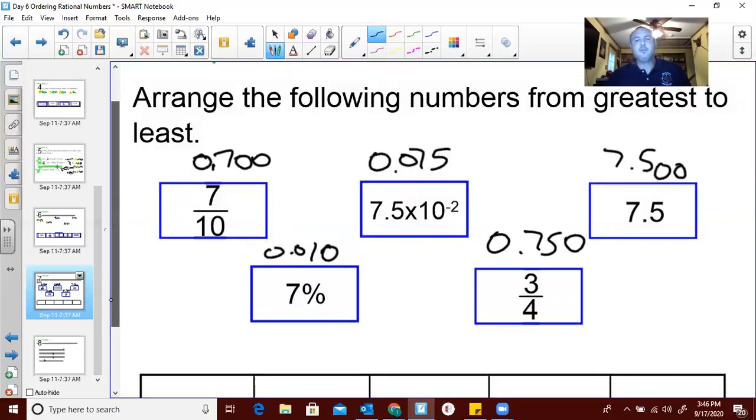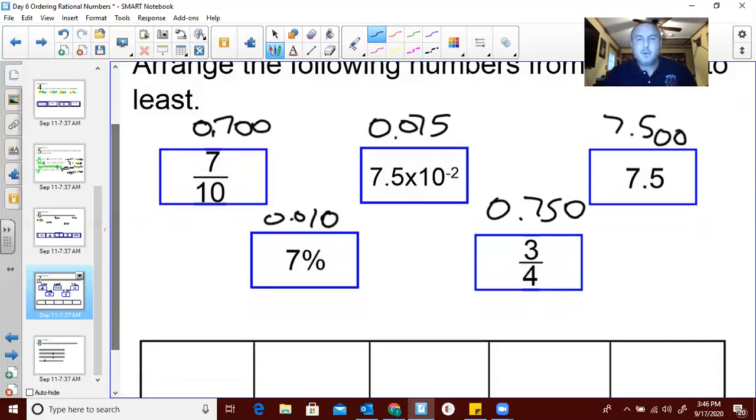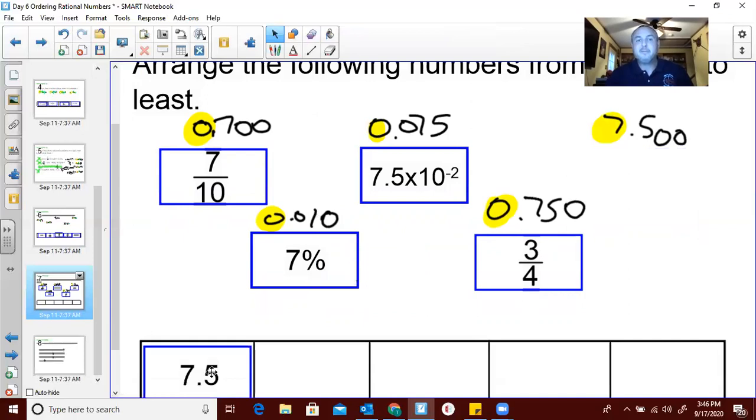So again, we're going from greatest to least. So I will start off with my highlighter. I know that I have a 0 here, 0 here, 0 here, 0 here, and a 7. So I think it's pretty obvious that 7.5 is going to be our biggest number.